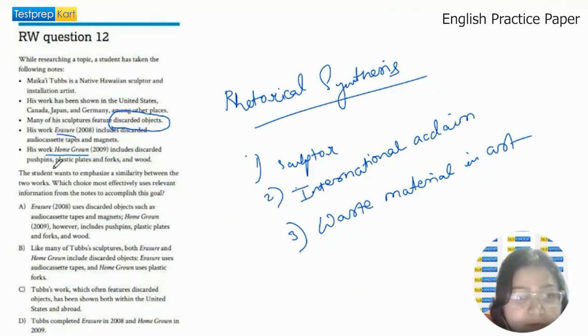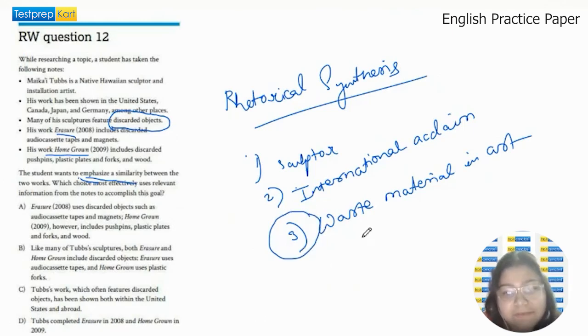The student wants to emphasize a similarity between the 2 works. Which choice most effectively uses relevant information from the notes to accomplish this goal? So similarity between the works, which works are we talking about? Homegrown and Erasure. In order to find the similarity, we have to focus on point 3. They were both made with waste material. The first one was made with audio cassette tapes and magnets. The second one was made with push pins, plastic plates, forks, and wood.